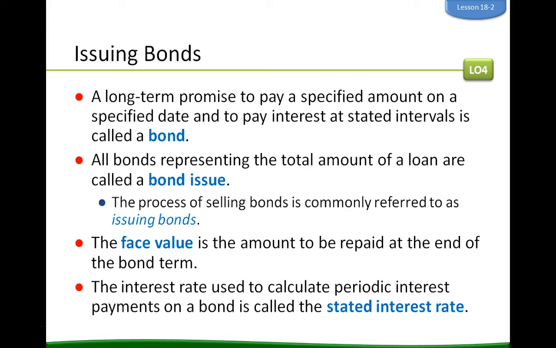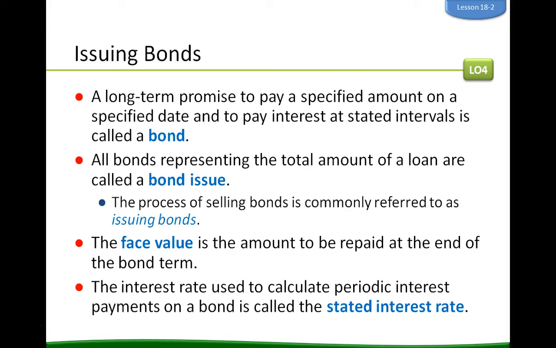Large loans can be difficult to obtain from a single bank. An alternative to borrowing money from a bank is to borrow money from individual investors. A long-term promise to pay a specified amount on a specified date and to pay interest as stated at stated intervals is called a bond. Like notes payable, bonds are written promises to pay. Bonds generally have extended terms such as 5, 10, or 20 years. Also, bonds payable tend to be issued for larger amounts than notes payable.